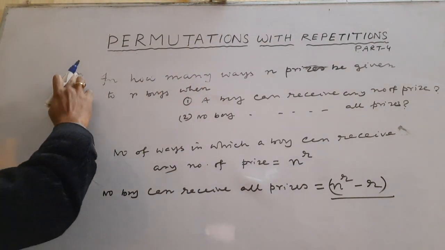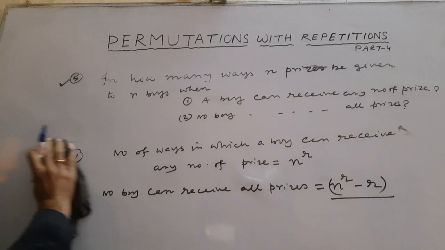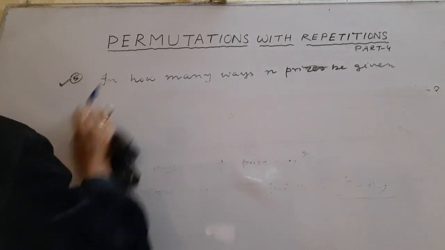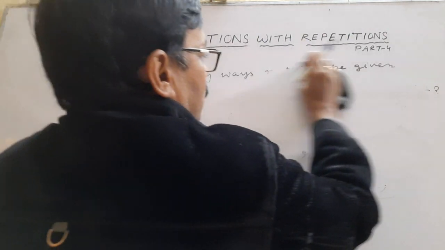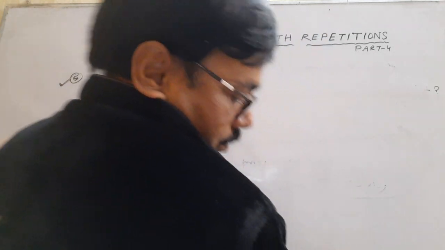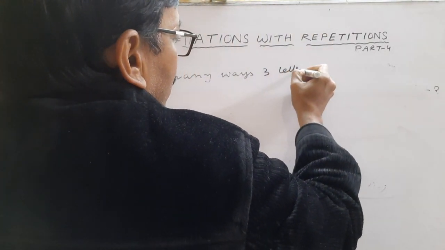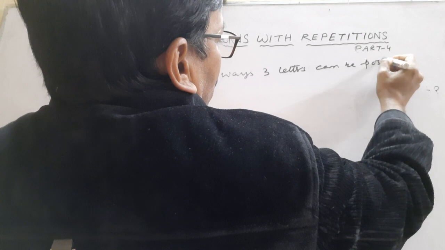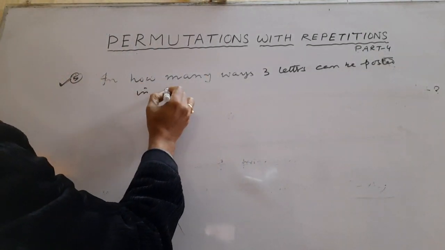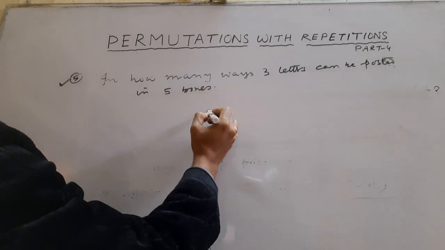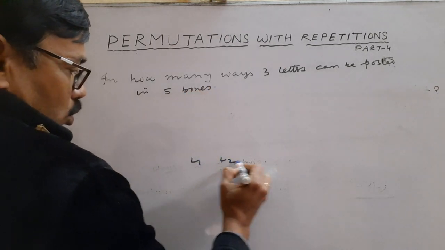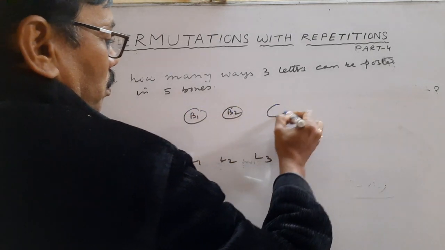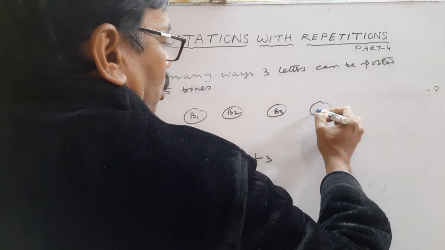Next, in how many ways can three letters be posted in 5 boxes? So 3 letters, L1, L2, L3. How many boxes? B1, B2, B3, B4, B5.